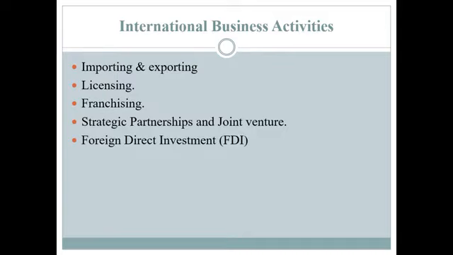So through licensing also you can go international, you can carry on international business. This is the second activity through which you can enter into international business. Third activity, franchising. Franchising is closely related to licensing.